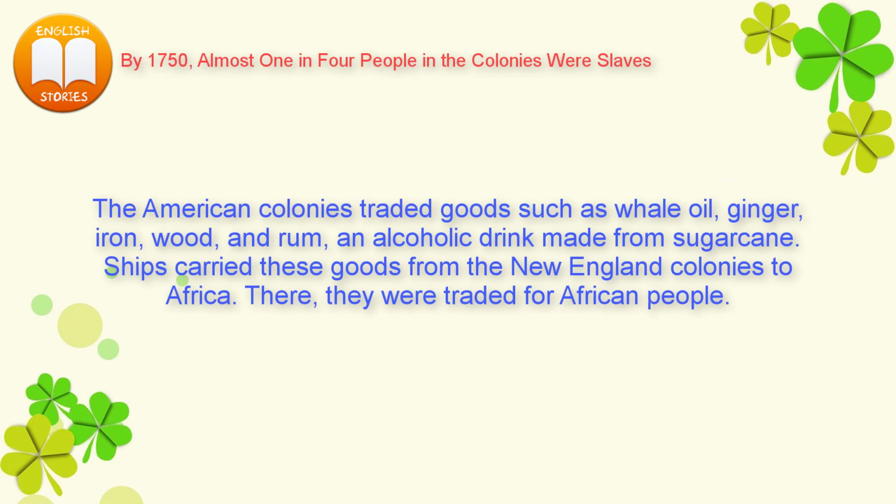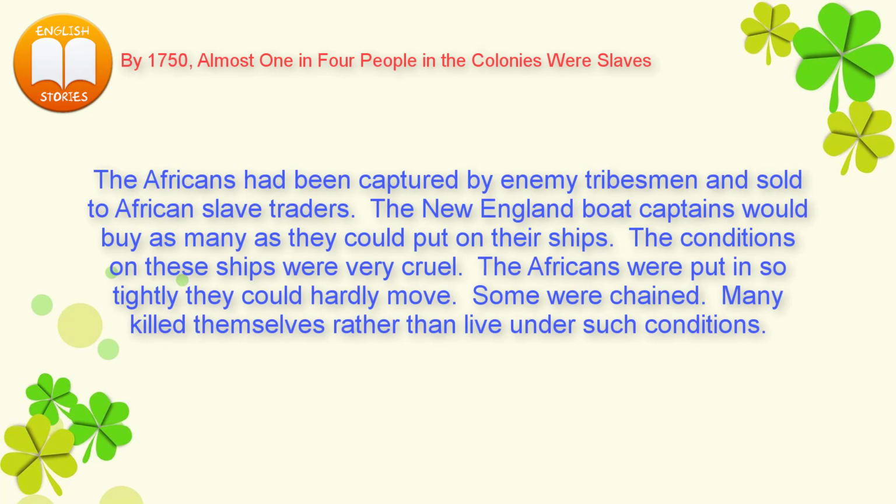The American colonies traded goods such as whale oil, ginger, iron, wood, and rum, an alcoholic drink made from sugarcane. Ships carried these goods from the New England colonies to Africa. There, they were traded for African people. The Africans had been captured by enemy tribesmen and sold to African slave traders. The New England boat captains would buy as many as they could put on their ships.